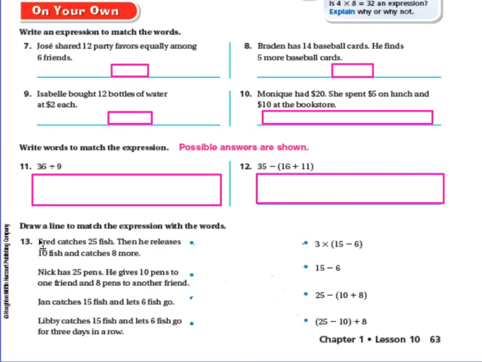So let's do the first one together. Fred catches 25 fish, then he releases 10 fish and catches 8 more. Well, I know right away when I start with, I've got to have one of these two. So I look. Fred catches 25 fish. That could be both of those. Then he releases 10 fish and catches 8 more. Well, this tells me he caught 10 and caught 8 more. This tells me he released 10, but then turned around and caught 8 more. Finish that up.